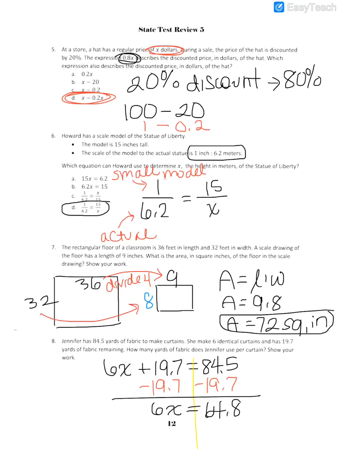64.8, and we're going to divide by 6. Did you have to set up an equation? No. Okay, so X equals 10.8 yards per curtain.